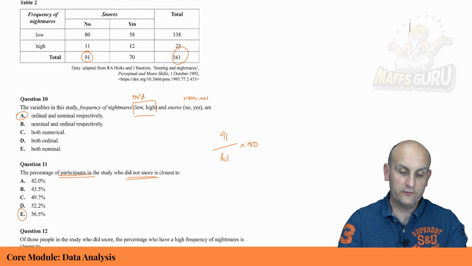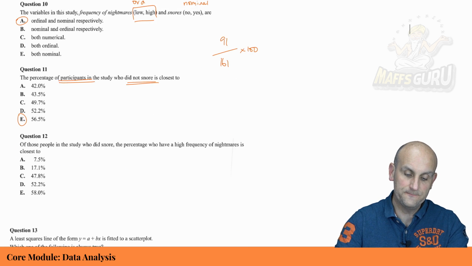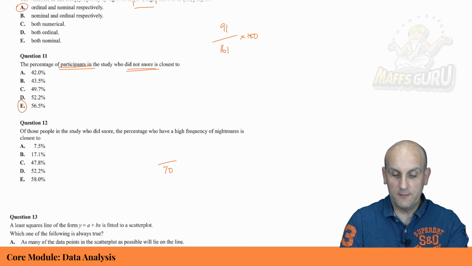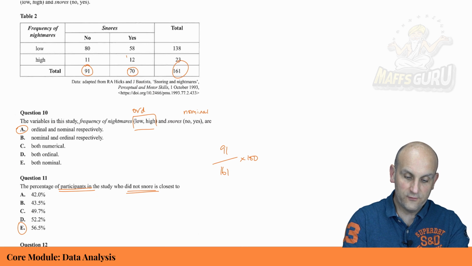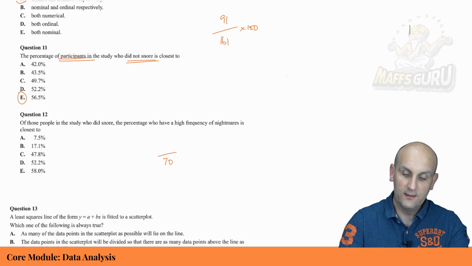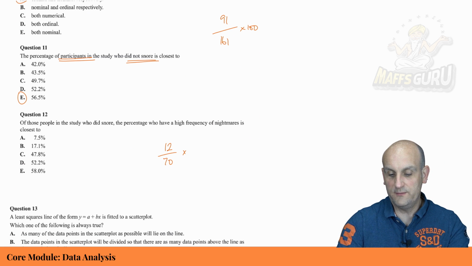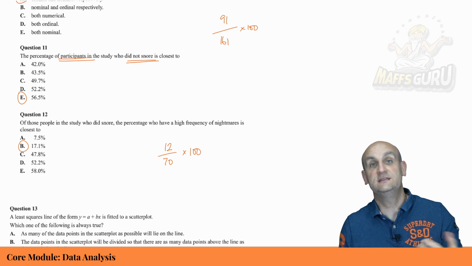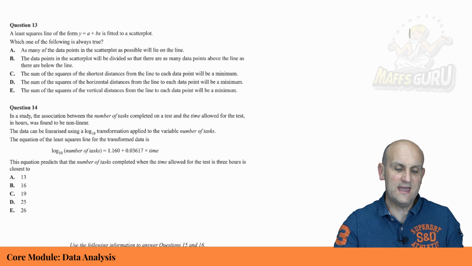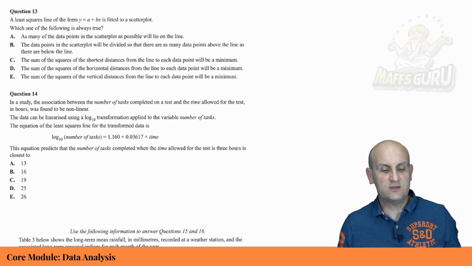And it goes on to say, the next part of the question is, of those people who did snore, okay, so we're now looking for the total number of snorers, which is 70. So 70 is my bottom number. The percentage who have a high frequency of nightmares, so a high frequency of nightmares was 12. And once again, 12 divided by 70 times by 100 on my calculator came out to be 17.1. Yay! Question 13. A least squares line of the form a plus bx is fitted to a scatter plot.